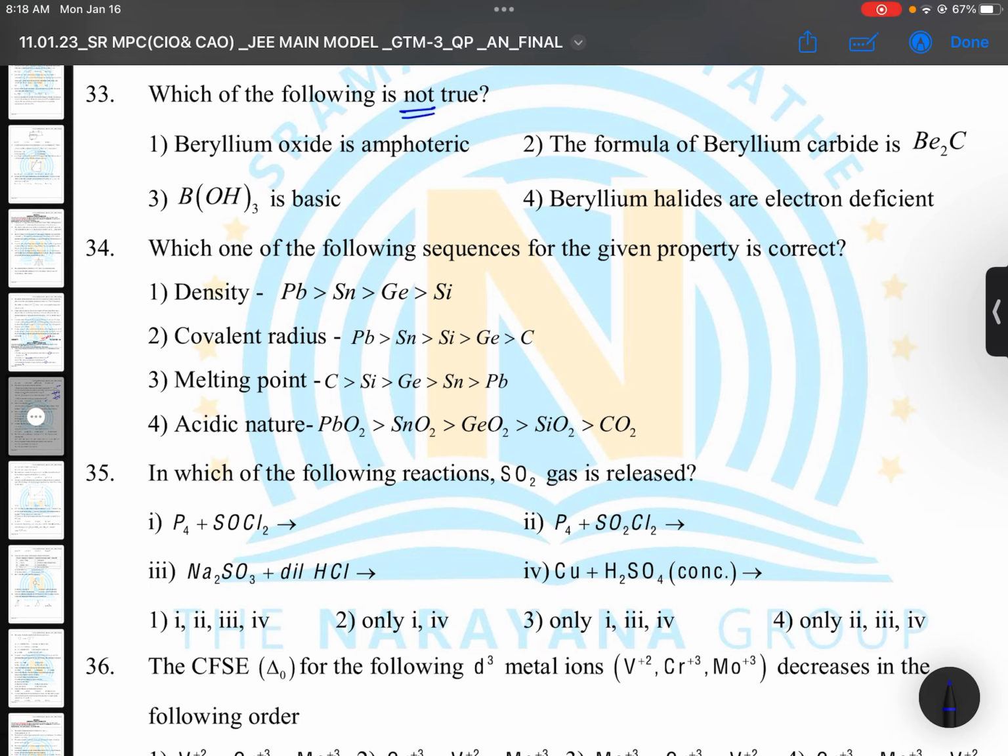Which of the following is not true? See carefully, not true. B(OH) taken thrice is nothing but H3BO3, it is acidic.